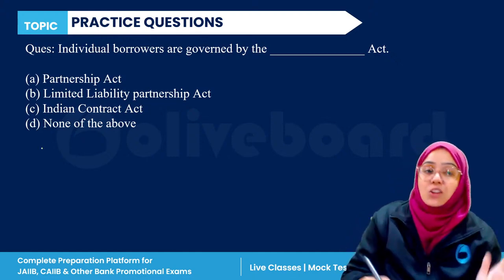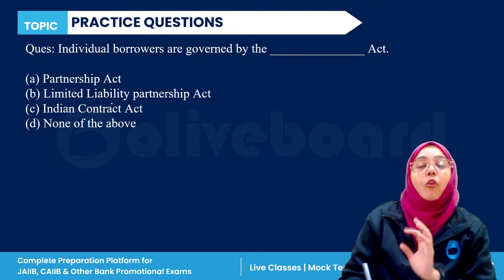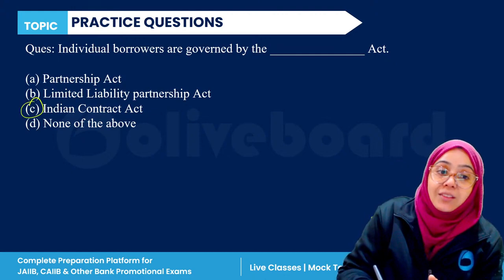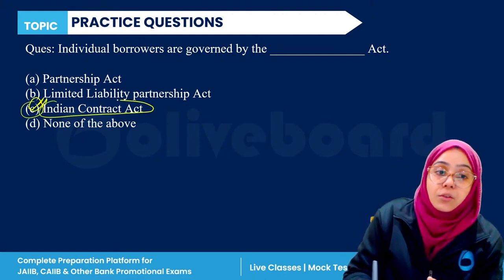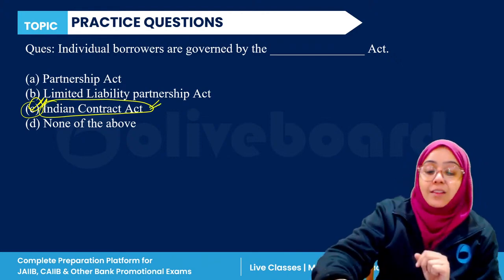No, Hema. Partnership Act is actually for the partnership firms. LLP is for the LLP firms, right? When we are talking about individual borrowers, they are governed by the Indian Contract Act. So C is the correct answer here.